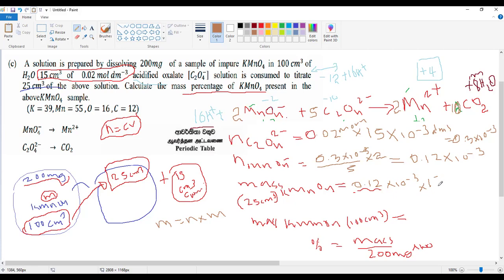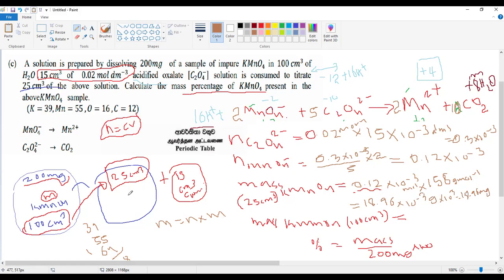158 is the molar mass of KMnO4. You guys also just check it out with me. Gram per mole. 158, I hope it's correct. 39, 55, 64... yeah, 158. So that is 18.96 into 10 to the power minus 3 grams. If I convert this to milligram, I can multiply by 10 to the power 3, then I will get 18.96 milligram. Okay.